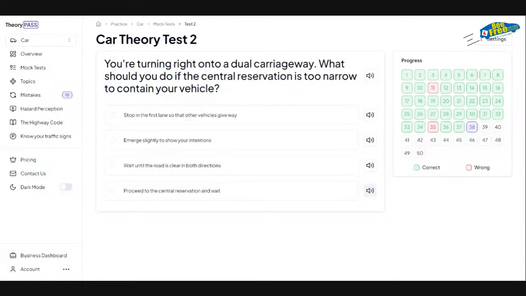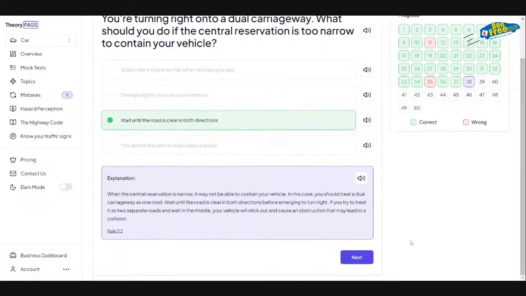I've got to make sure it's clear on the right and the left when I make my move. So that's what I understand the question to mean. So I'm going to wait until the road is clear in both directions. What I'm not going to do is pull forward and wait in the central reservation, because if there's not enough room for me, then I'm going to be blocking traffic. In reality, it's amazing what people do, but we're talking about the theory of what we should be doing.